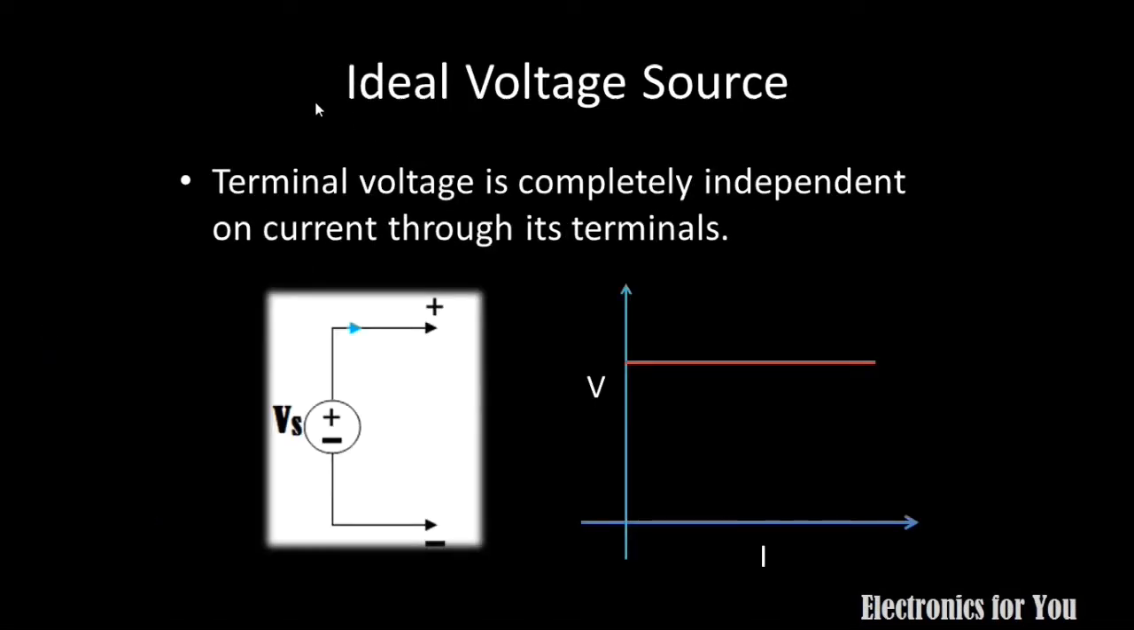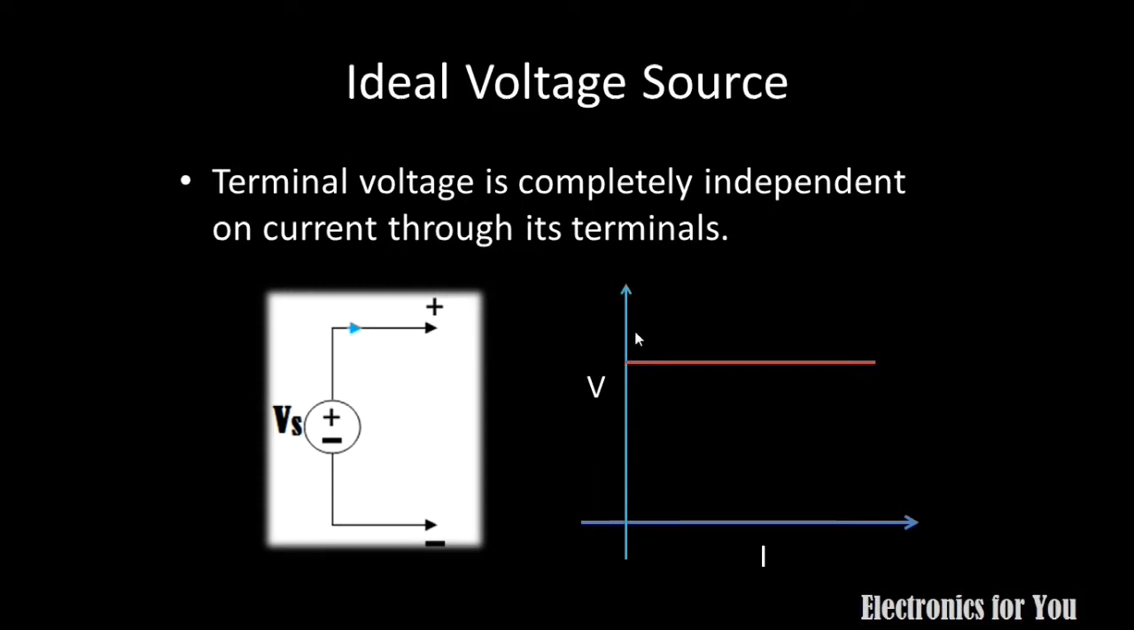So first, the ideal voltage source. Depending on the terminal voltage, if it is providing a constant voltage, then it is called an ideal voltage source. Specifically, the ideal voltage source is a voltage source whose value of voltage is not dependent on the current. It means that for any value of current, it will provide you the constant voltage.